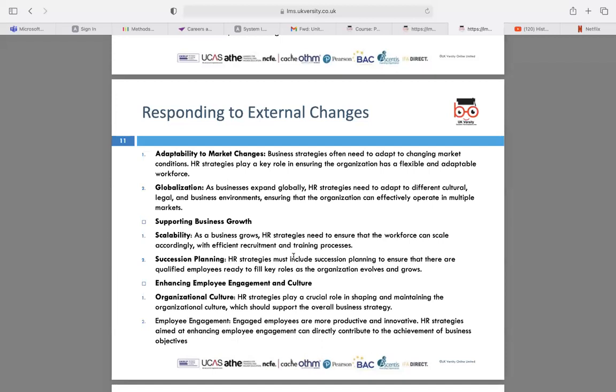Then enhancing employee engagement and culture. Organization culture is really crucial and important. We spoke about how different organizations have different cultures, which eventually supports the business strategy. Like I spoke, an organization can have a culture wherein it's very work focused and very formal, or an organization can have an informal business culture, and the HR strategies would vary accordingly.